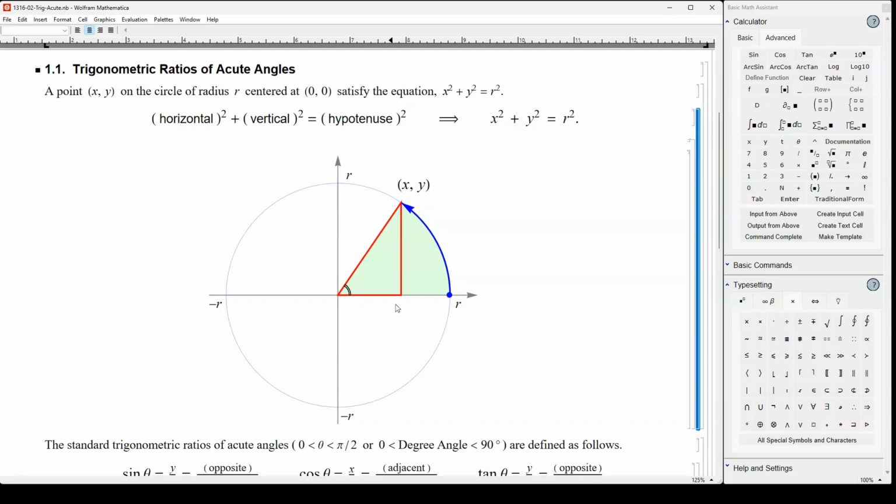And that's how you get this horizontal squared, vertical squared is hypotenuse squared, rewritten as x squared plus y squared equals r squared. The radius is the hypotenuse in this case.